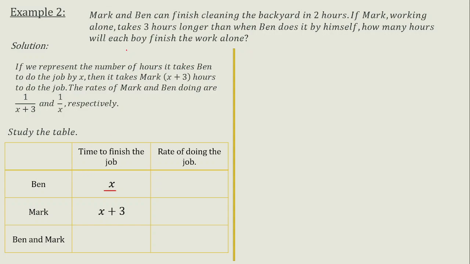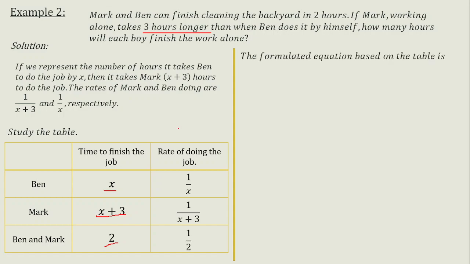Why is there a plus 3? Because here, it is 3 hours longer than when Ben does it alone. Ben is represented by x. Because Mark takes 3 hours longer than Ben, he becomes x plus 3. Then when we combine them, it becomes 2. Why 2? Because Mark and Ben can finish cleaning the backyard in 2 hours. So let's find the rate. To find the rate, just simply find the reciprocal. So x, 1 over x plus 3, and 2 is 1 half.